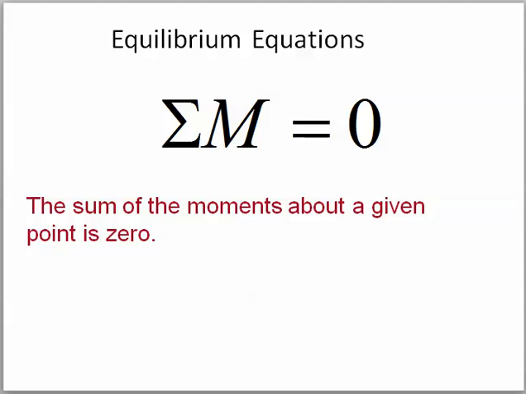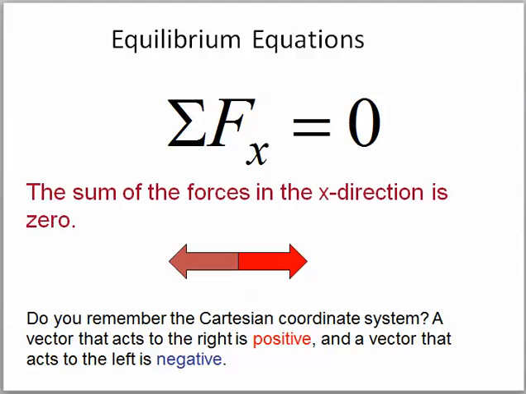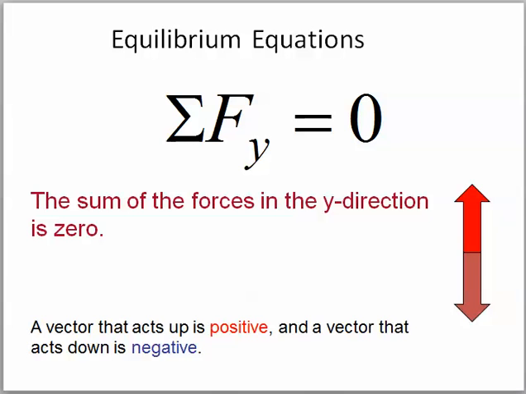For a bridge to be in equilibrium, there's 2 things that have to happen. First of all, the moments have to have a sum of 0. We can't have a moment going either clockwise or counterclockwise. Otherwise, the bridge is going to move. It's not going to be very stable. We also have to have the sum of our forces in the x direction be 0, and the sum of the forces in the y direction also have to be equal to 0.